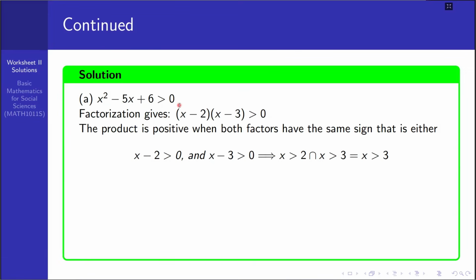The other possibility where the product of these two linears is positive is that both x minus 2 and x minus 3 need to be negative. That means x minus 2 less than 0 and x minus 3 less than 0. So x minus 2 is negative when x is less than 2, and x minus 3 becomes negative when x is less than 3. It is an intersection. So that the intersection of these two intervals will be the smaller interval, that is x less than 2.